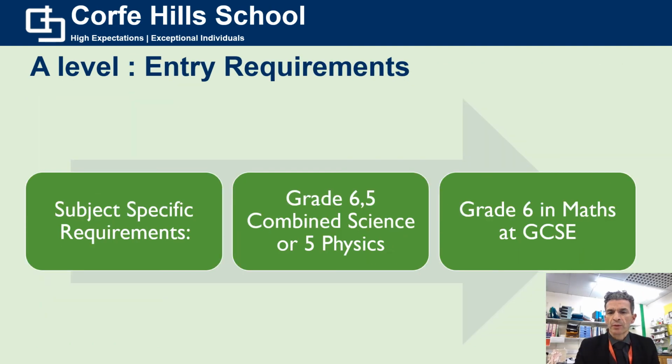In terms of what's required to get onto the course, students will need either a minimum of 6.5 in combined science through the higher tier route, or at least a 5 in physics, with a grade 6 in maths at GCSE. Many students that study physics will also be doing maths as well, and we tend to find that those students will have an advantage.